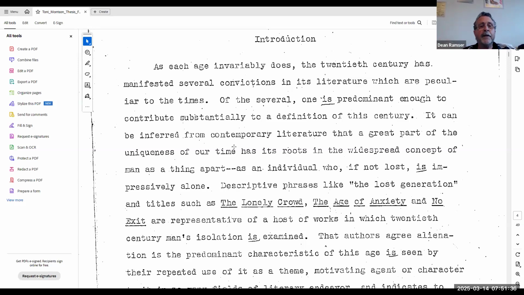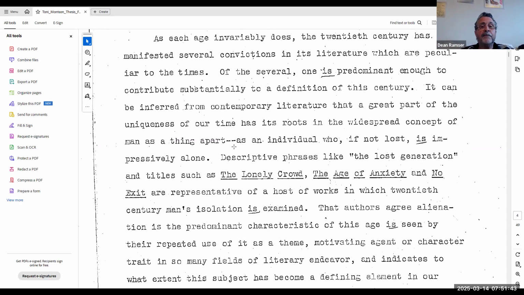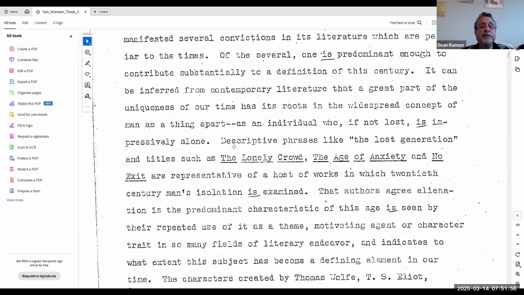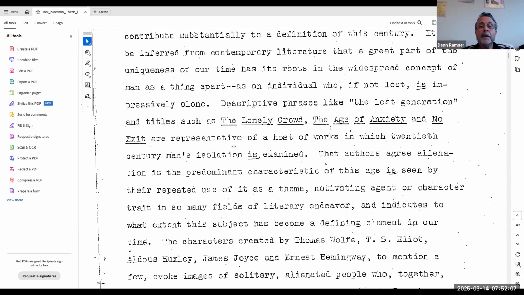"One is predominant enough to contribute substantially to a definition of this century." Okay. "It can be inferred from contemporary literature that a great part of the uniqueness of our time has its roots in the widespread concept of man as a thing apart, as an individual who, if not lost, is impressively alone." Look back at your rhetorical precis examples. This is following that almost exactly.